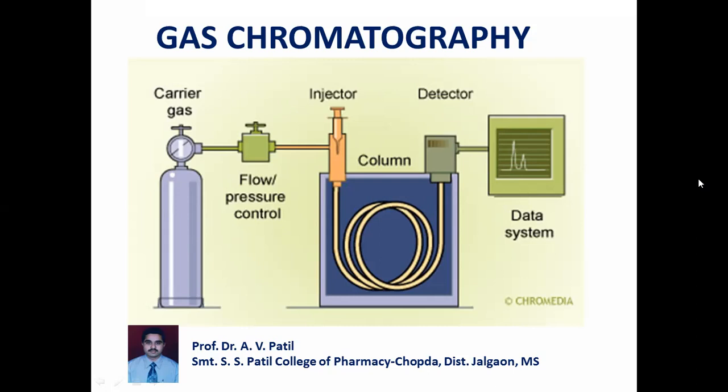Then we will move to the principle as well as the theory. Just try to understand in short. It requires a carrier gas, a gas cylinder, with the flow regulators, with the flow controllers, which control the pressure, the amount of the gas to release. So carrier gas is required. Carrier gas here acts as a mobile phase.